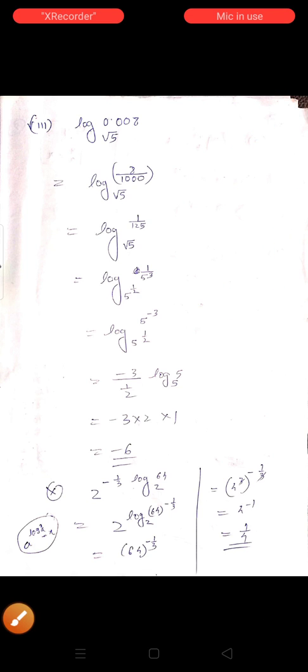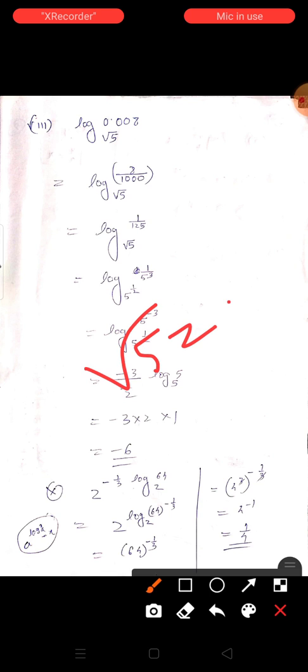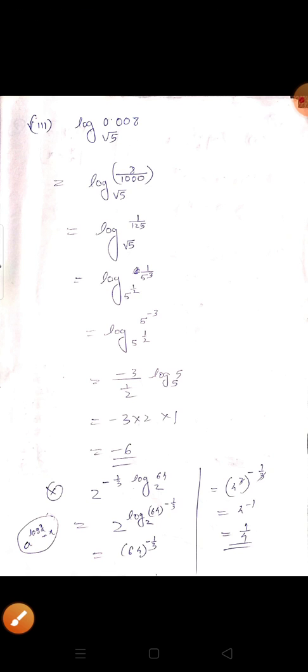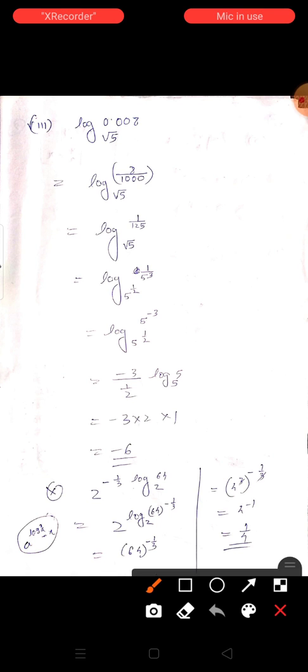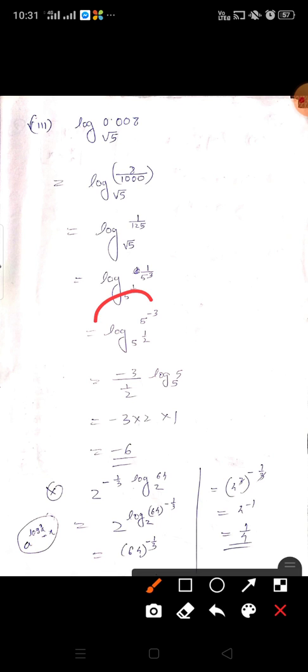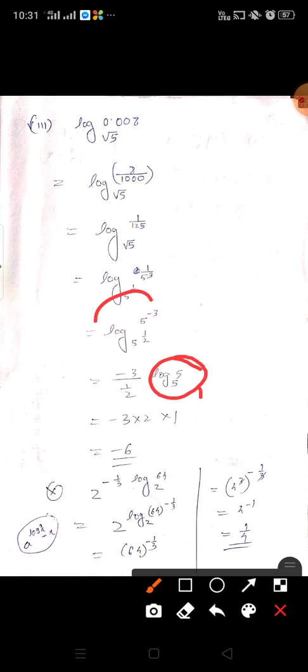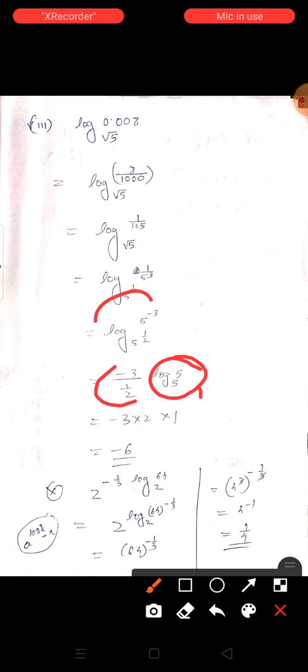Then in the base, root over 5 means 5 to the power half. So here this minus 3 will go this side, half will go this side. Log of 5 to the base 5 equal to 1. This 2 will go outside, minus 3 into 2 into 1, so it will become minus 6.